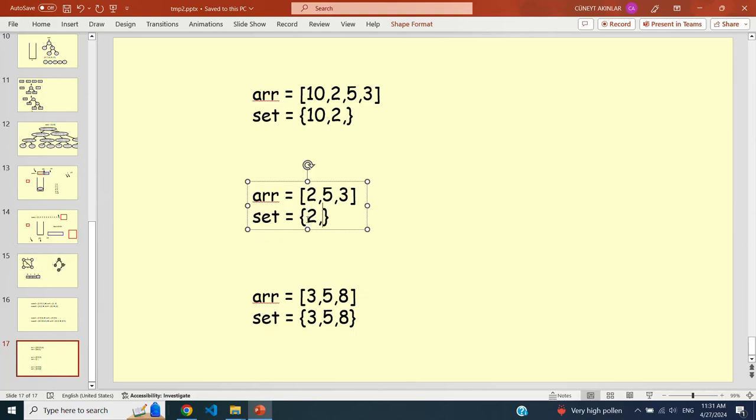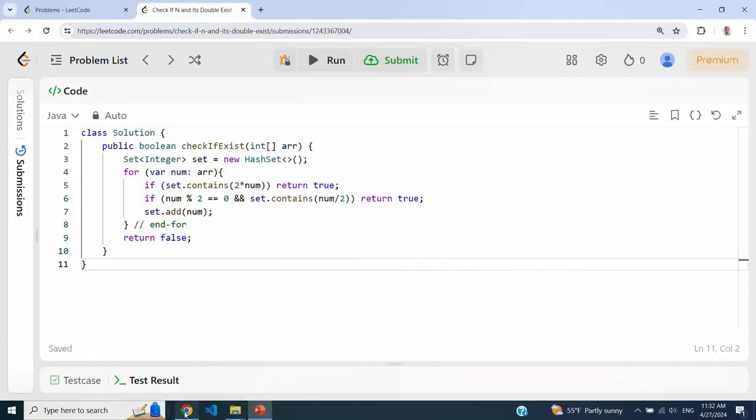But when I process 5, because this is an odd number, I should only be asking if double of this number, which is 10, exists in the set, which it does not. But if I ask, does the half of this number exist? Because this is an integer division, 5 divided by 2 is going to be 2, and 2 already exists in the set. So by mistake, you might conclude that 5 and half of it exists. It cannot, because an odd number cannot have its half in the initial portion of this array. So we only ask if half of the number that we are processing exists only if it is an even number. And here is the code.